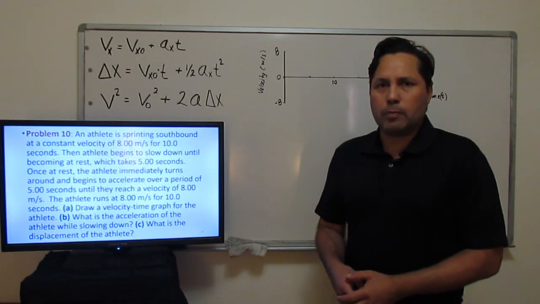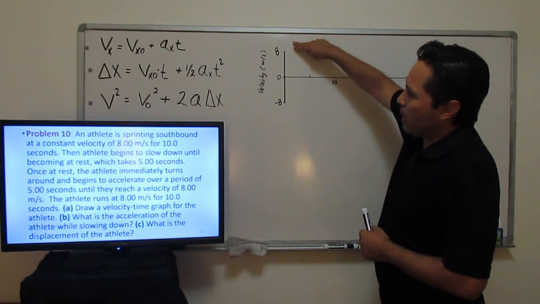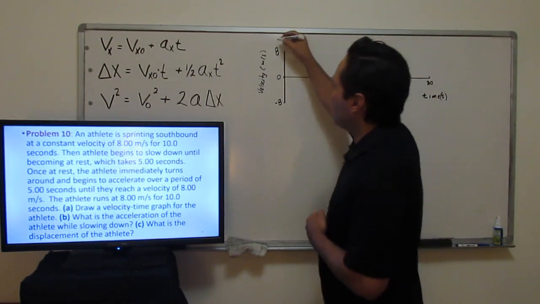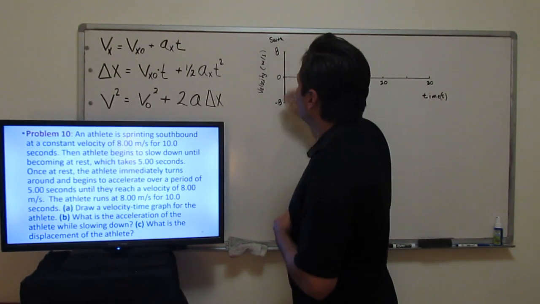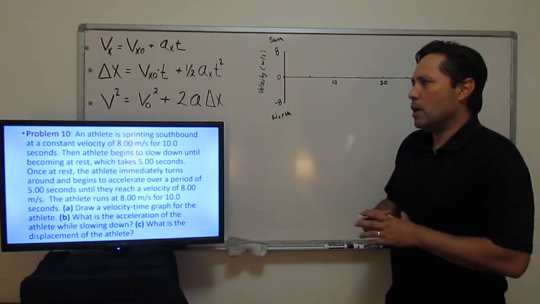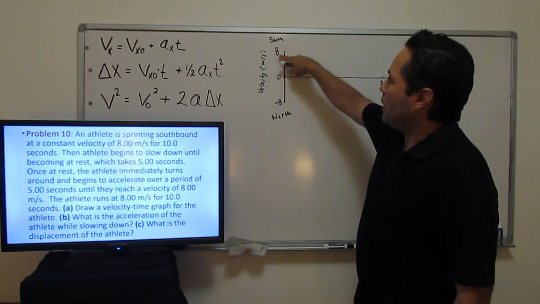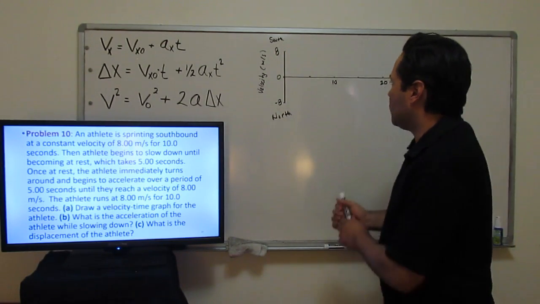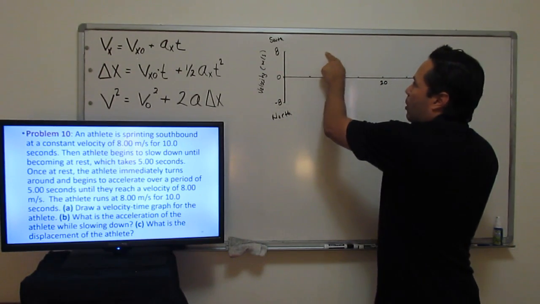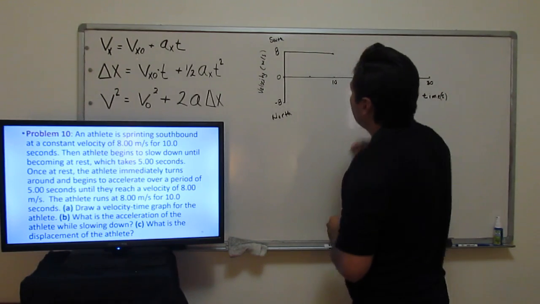So let's go ahead and do that. Alright, in this graph I have here 8 positive, and that's going to be in the southbound direction. So I'm going to put the positive in the south. North, we're going to leave it as negative. And here's our velocity. So I have a velocity time graph. It's 8 meters per second for 10 seconds. So here's my time, 10 seconds. So the athlete ran at a constant velocity. So that means the line will be flat for 10 seconds.